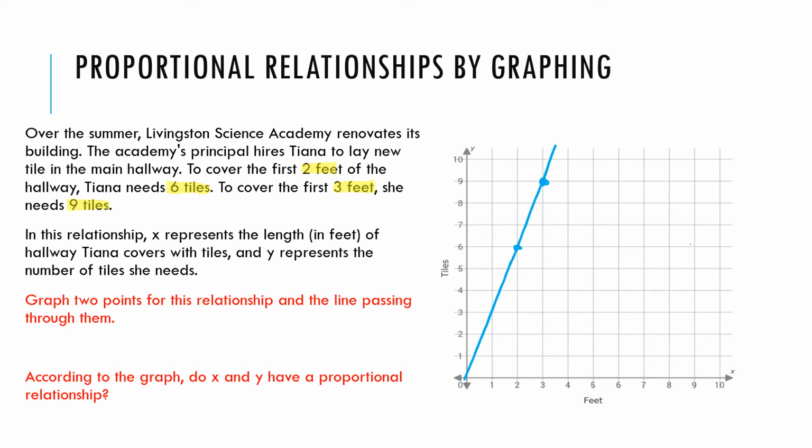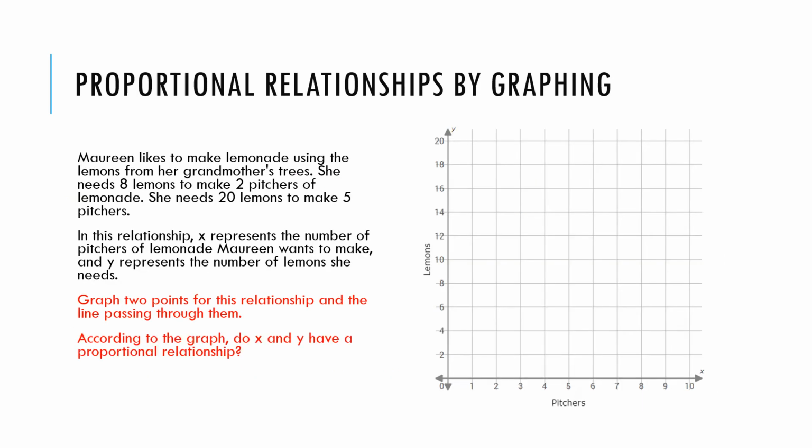So, according to the graph, do X and Y have a proportional relationship? Is your line straight? Does your line pass through the origin? If you said yes to both of those, then yes, the graph does represent a proportional relationship. Go ahead and pause your video so that you can try this one on your own.